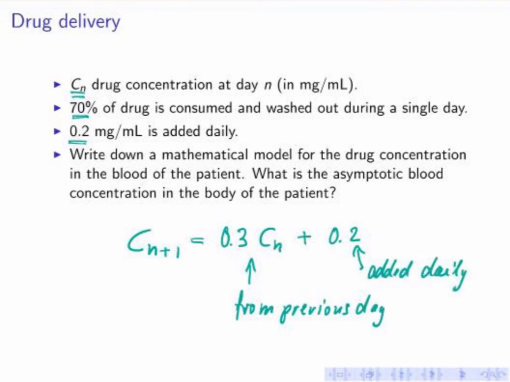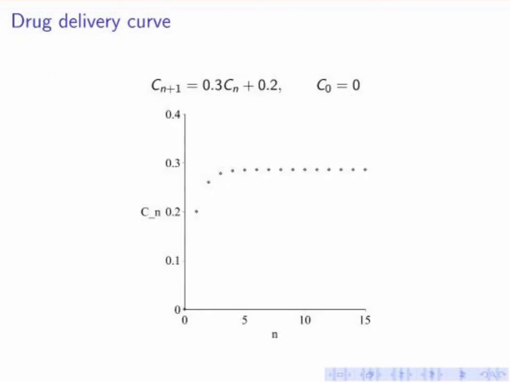So it makes a lot of sense. Now let's see how this looks if we graph this on a computer. Here I show you a graph. I start with 0 concentration of drug on day 0, but then I have the model which we just derived. And here I show the graph, and you see it is increasing from 0 after the first delivery, the second delivery, the third delivery, but it does not continue to increase. It settles to a constant level.